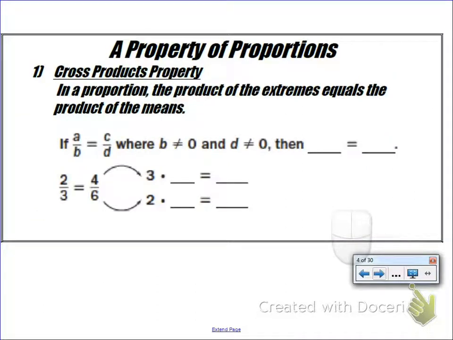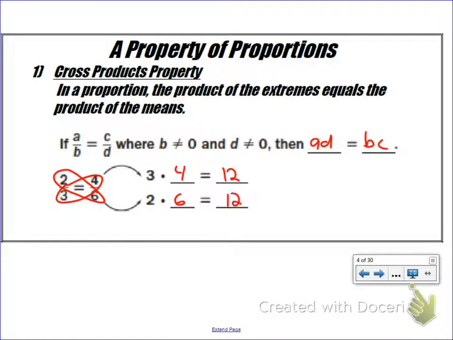The first property that we're going to review with proportions is what's called the cross product property. In a proportion, the product of the extremes equals the product of the means. So if I have a proportion, which is two ratios equal to each other, A over B equals C over D, we're going to cross multiply such that A times D is going to equal B times C. So in this particular case right here, I'm going to take 2 and multiply that times 6. I'm going to take 3 and multiply it times 4. Okay, 3 times 4 is going to be 12. 2 times 6 is also going to be 12. So this is verifying this is a true proportion.